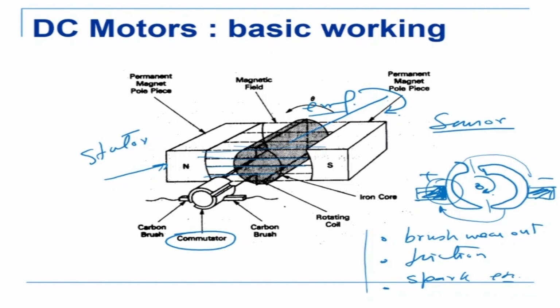Because of which the DC motor is very cheap, and controlling it is easier. However, because of these problems of brush wear out, friction, spark, etc., it is not used in industrial applications.